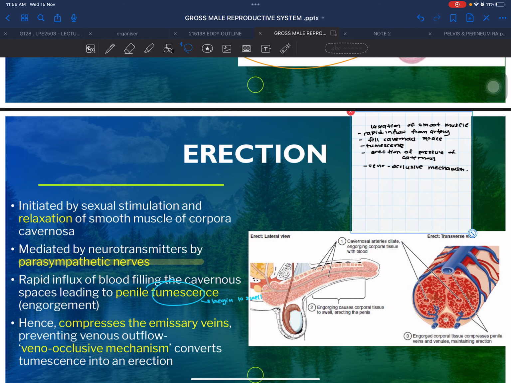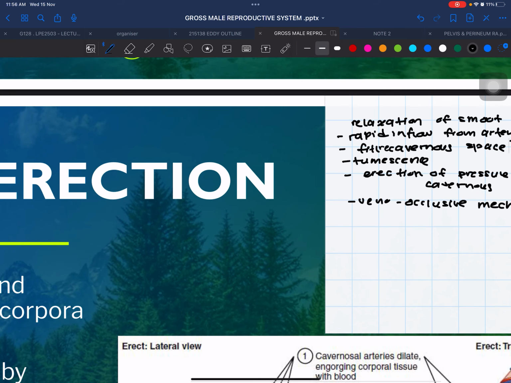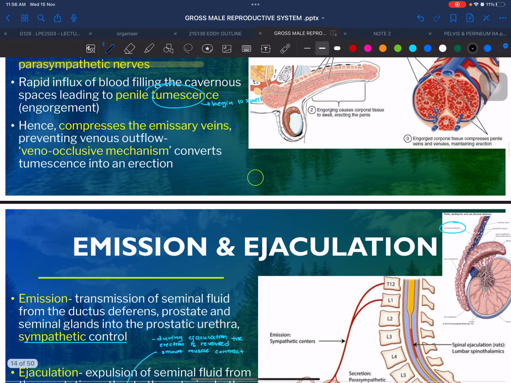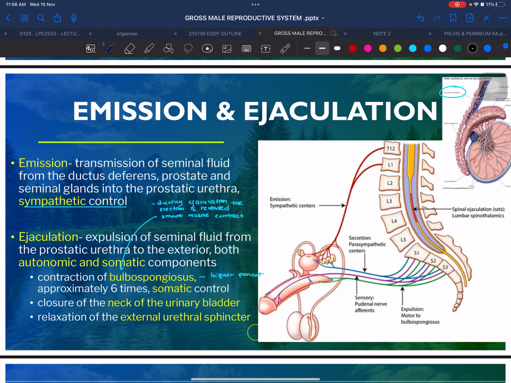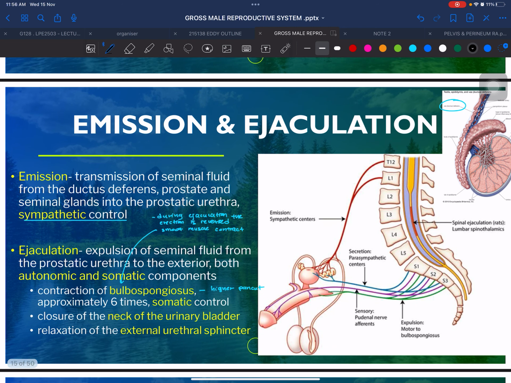Later we will go through emission and ejaculation. Okay, emission is the transmission of seminal fluid from the vas deferens, prostate, and seminal glands into the prostatic urethra. Okay, when all the seminal fluid reaches the prostatic urethra, we call it emission. So it needs the sympathetic control, not parasympathetic, not somatic. Okay, now that's emission. Then proceed with the ejaculation. It needs all: sympathetic, parasympathetic, and somatic. Okay, so it is the expulsion of the seminal fluids from the prostatic urethra to the exterior.